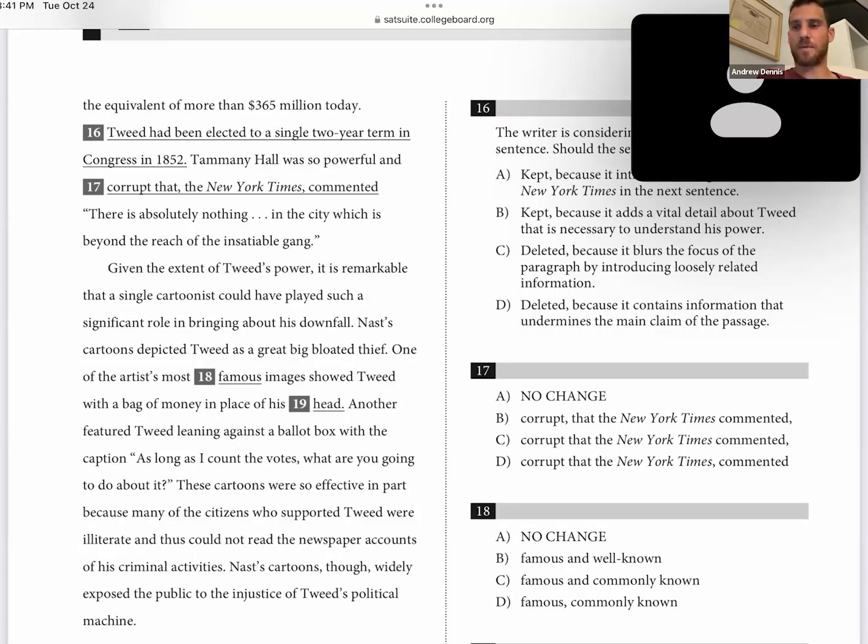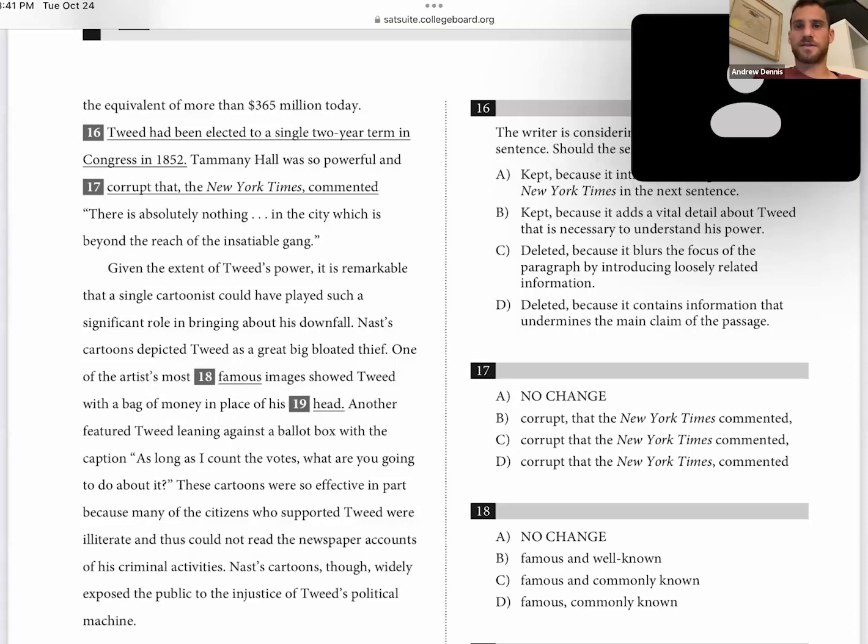There doesn't need to be a comma after the corrupt or the that. C flows nicely: Tammany Hall was so powerful and corrupt that the New York Times commented, and you always put a comma before you put a quotation. Perfect. And then D, again, a misplaced comma after the New York Times. Tammany Hall was so powerful and corrupt that the New York Times, comma, commented, like the New York Times, comma, misplaced. The answer is C.